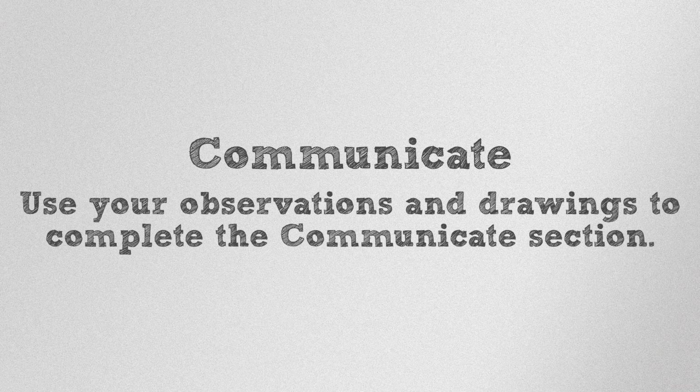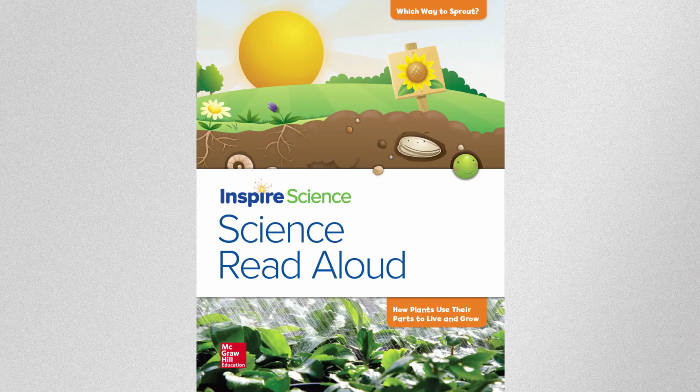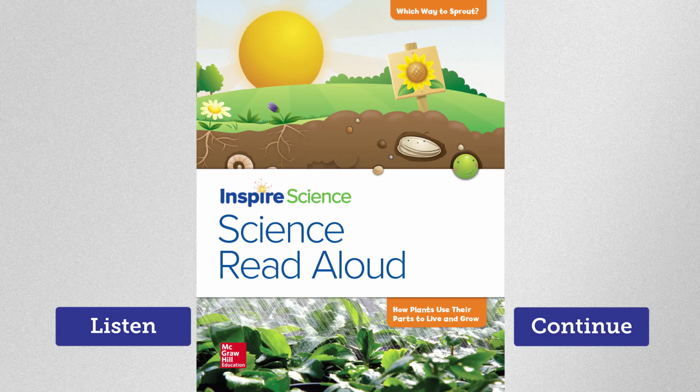Next, use your observations and drawings to complete the Communicate section. In the story, Which Way to Sprout, you'll hear about 3 seeds named pumpkin, pea, and sunflower. They need to figure out which way their roots should grow. Follow your teacher's instructions. To begin the story, select Listen. To skip the story and move on, select Continue.